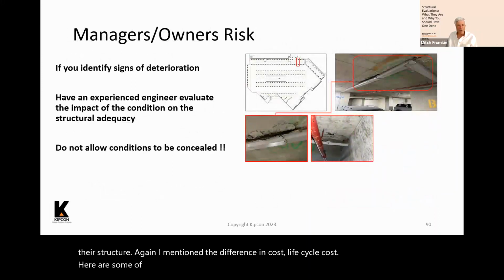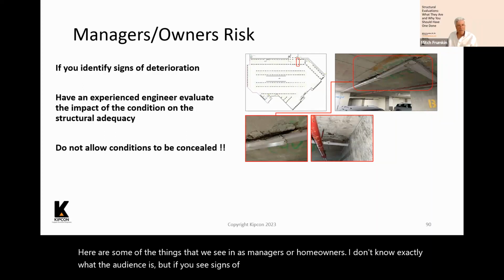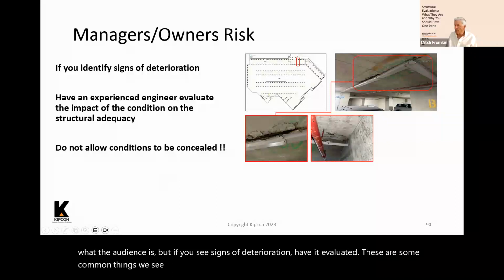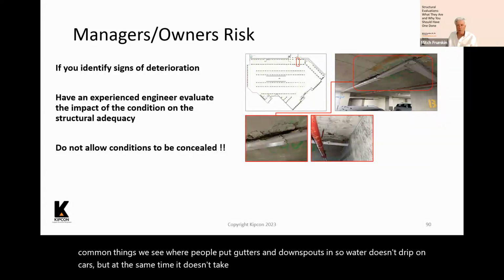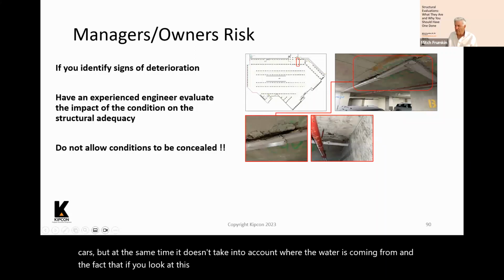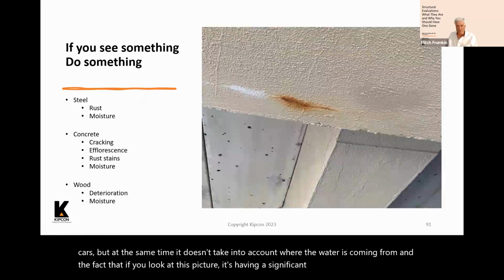Here are some of the things that we see. And as managers or homeowners, I don't know exactly what the audience is, but if you see signs of deterioration, have it evaluated. These are some common things we see where people put gutters and downspouts in so water doesn't drip on cars, but at the same time, it doesn't take into account where the water is coming from, and if you look at this picture, it's having a significant impact on the structure.